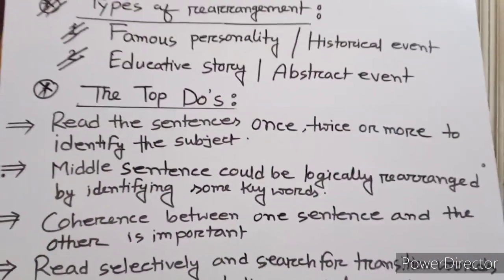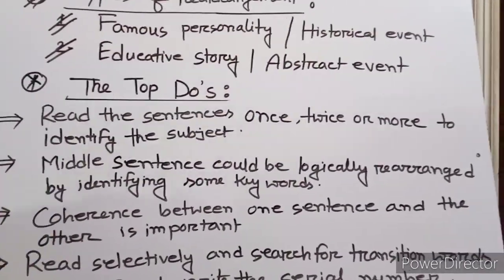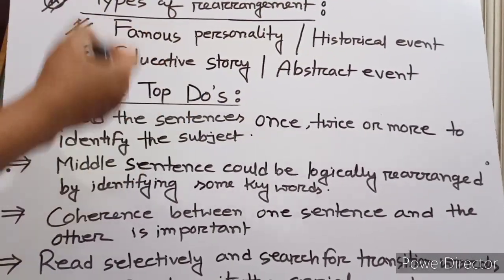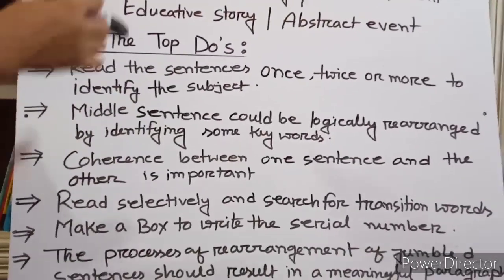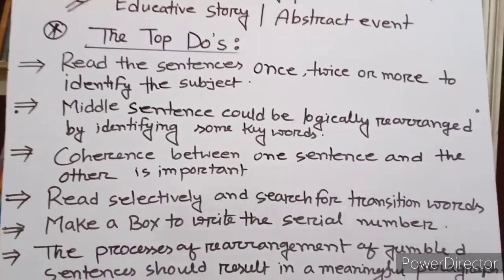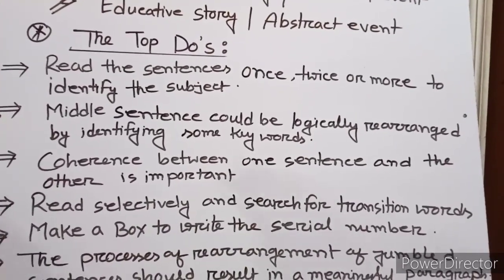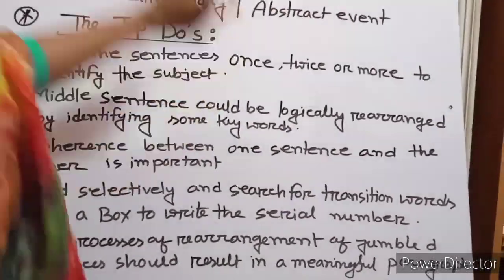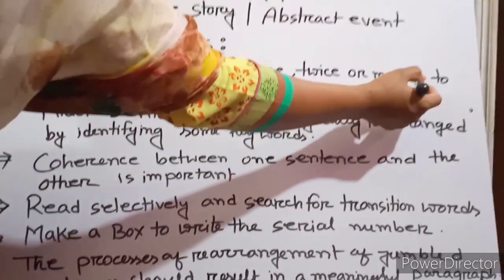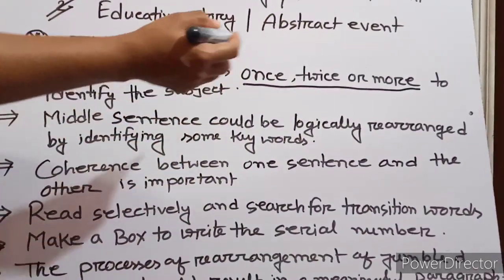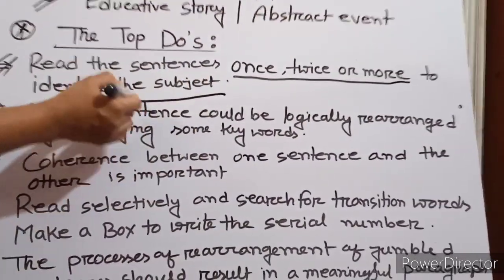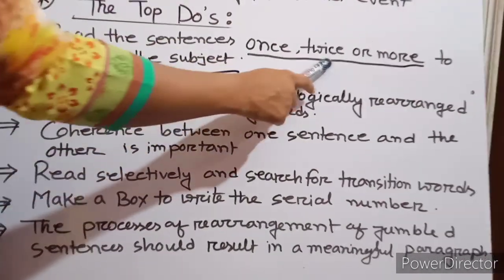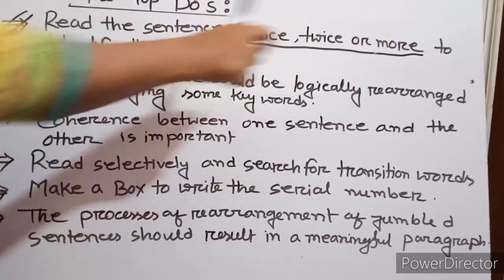Before I start, whatever could be your topics, but the top do's, what you have to do to write this rearrangement perfectly. In this regard, firstly, it's very important, dear students, please remember it, read the sentences once, twice or more. I want to emphasize these things. To identify the subject, you have to read the sentence once, twice or more if essential.